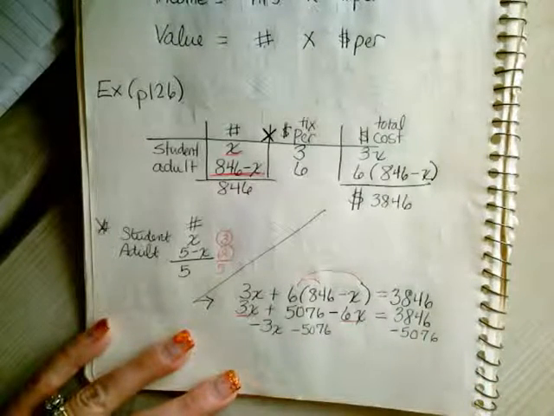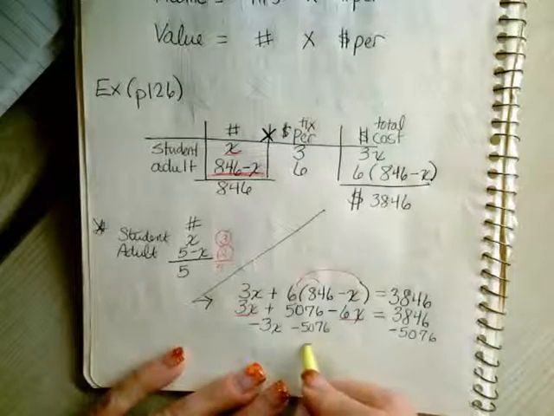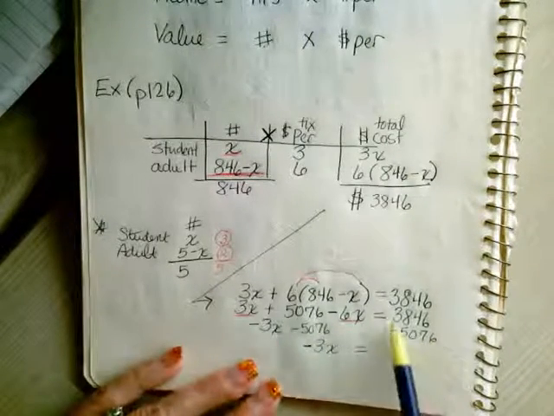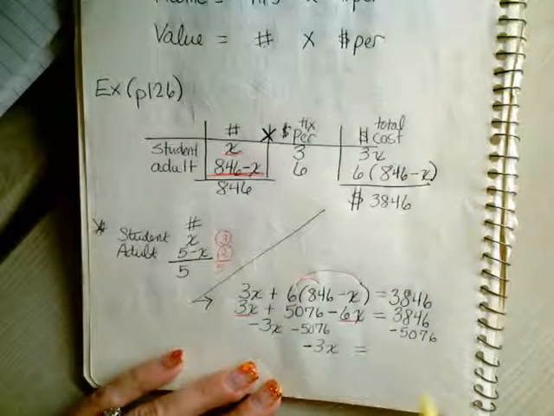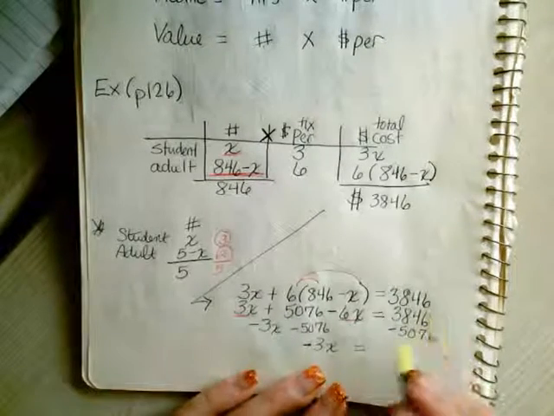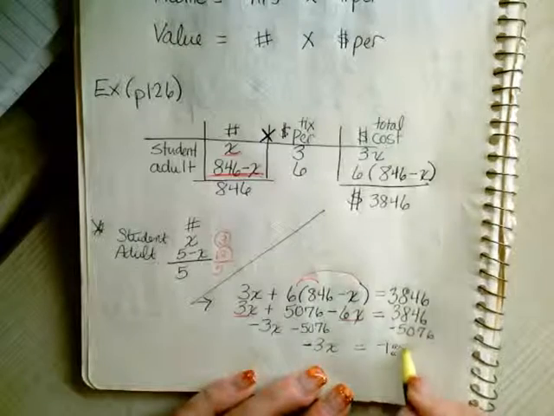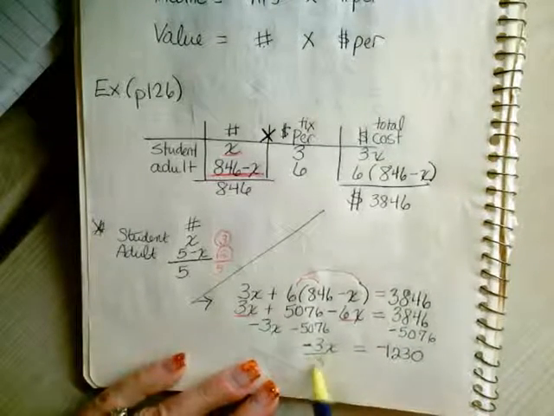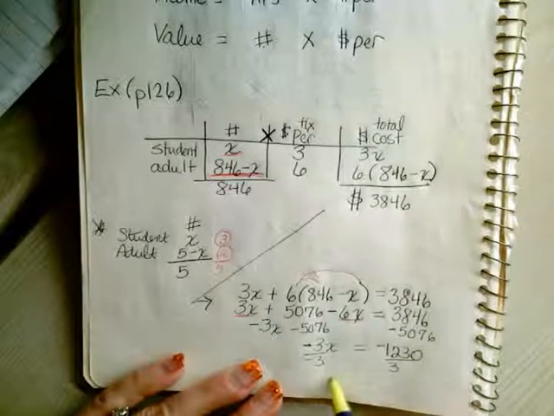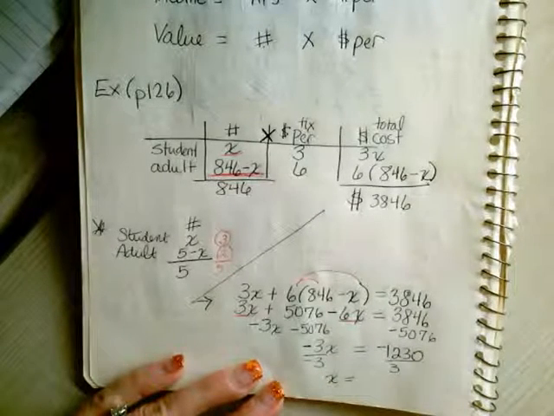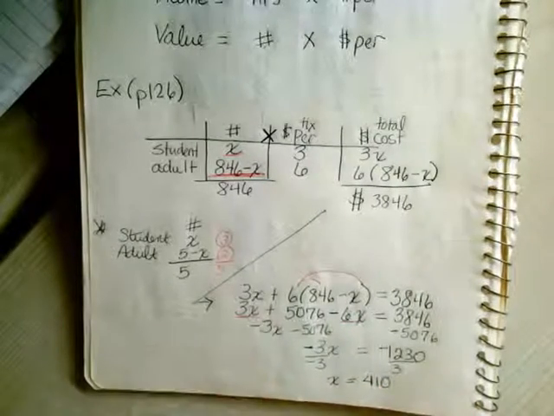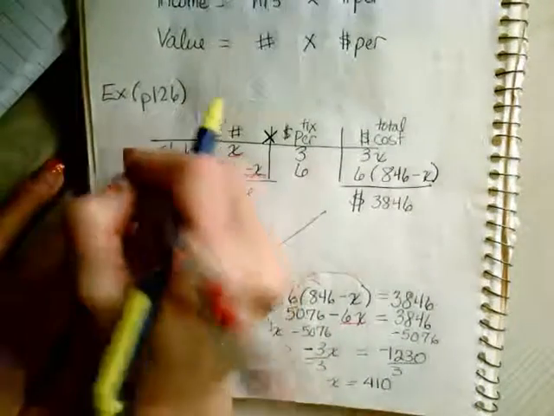Okay, so I've combined my x's and I've moved my numbers. 3846 minus 5076, Noah? Negative 1230. Okay, divide by your coefficient, and the count of x equals 410. Okay, he says it's 410.